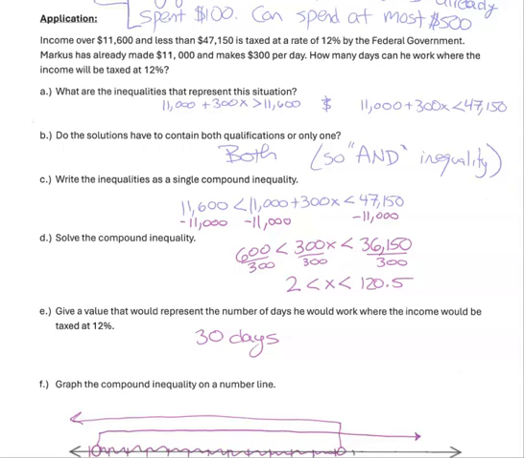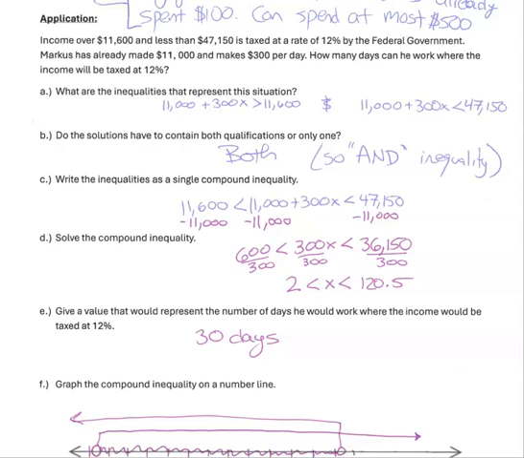So what we did in A was we wrote out our two inequalities. The money that he has is the $11,000 plus $300 times the number of days. And we had the same exact thing on the other inequality, but just one was greater than 11,600 and the other one was less than 47,150. So the question was then, does your solution have to go along with one of those qualifications or both of them? And the answer was, it has to go along with both of them. It has to be over that amount and under the other amount. So it is both, and that is called an and inequality.